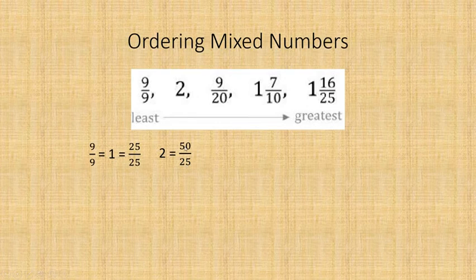As we remember, a fraction is just a division. So when you divide 50 by 25, it's going to be 2. So here, 9 over 20 is going to be the same, and 1 and 7 over 10 is going to be the same, and 1 and 16 over 25 is going to be the same.